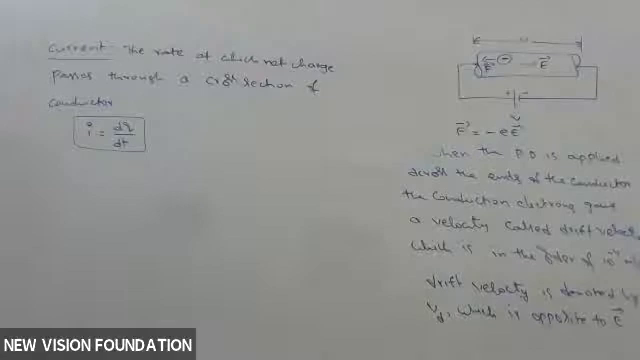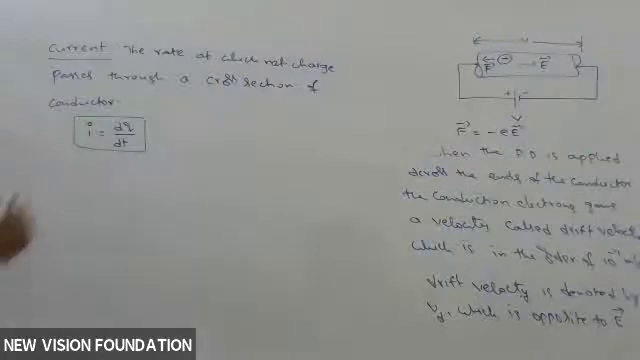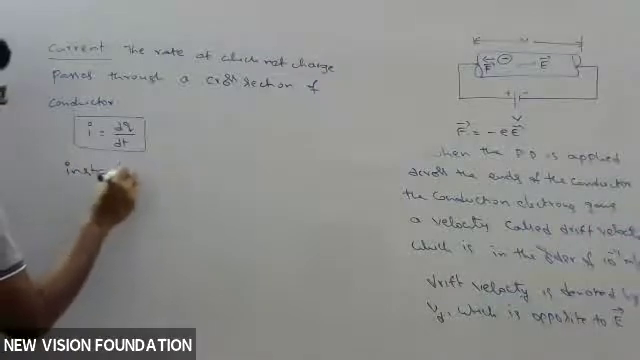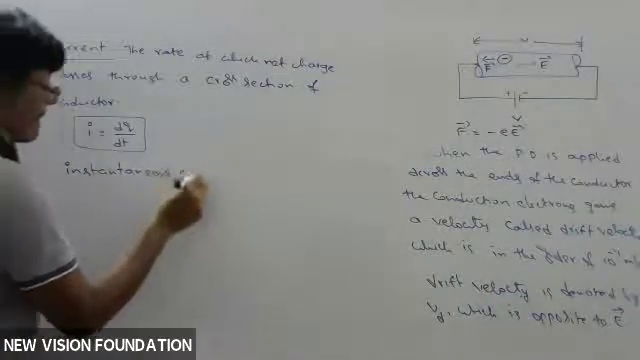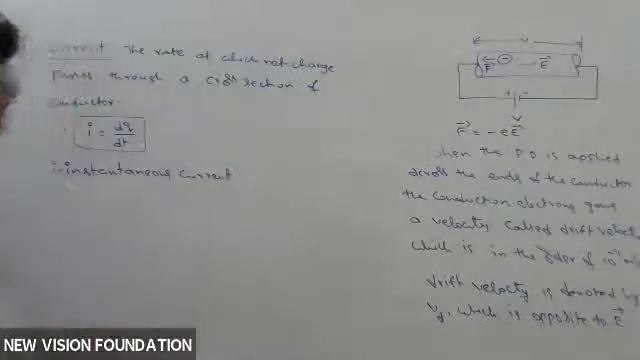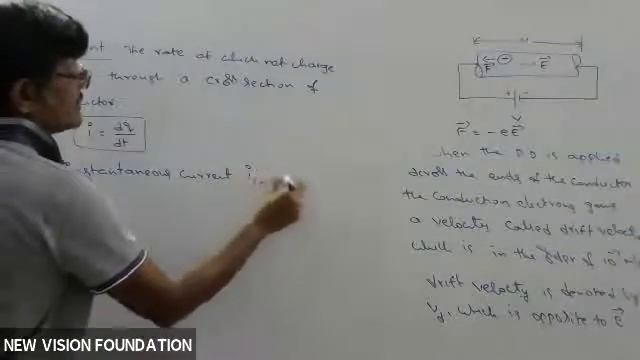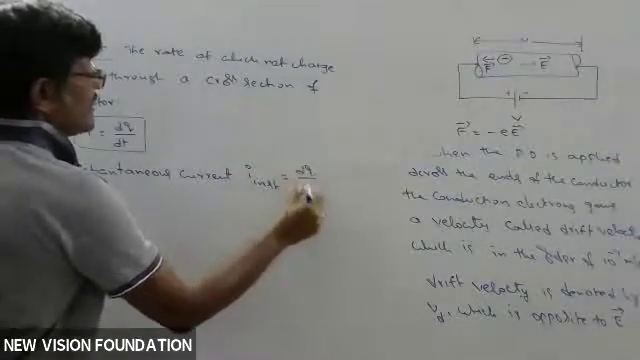So this dq by dt is the current, the rate of flow of charge. This current is called instantaneous current. That means the rate at which charge flow takes place at a point of time. I instantaneous is equal to dq by dt.